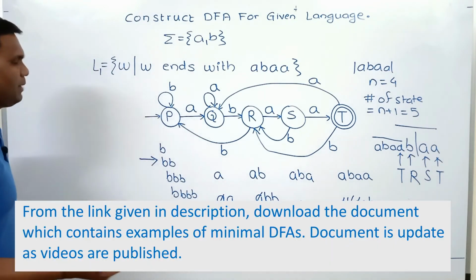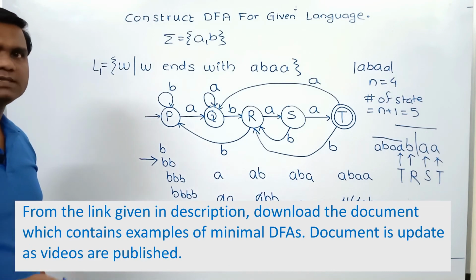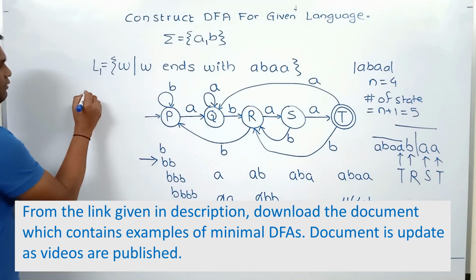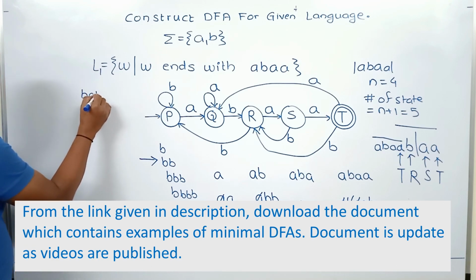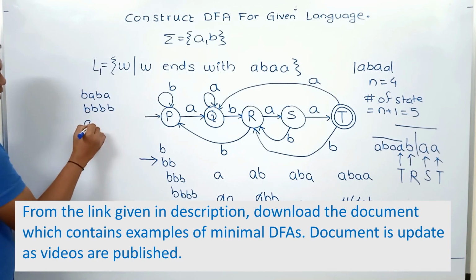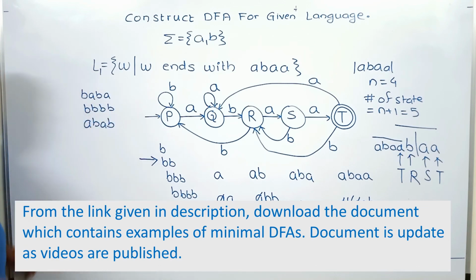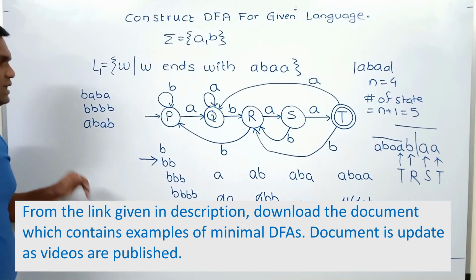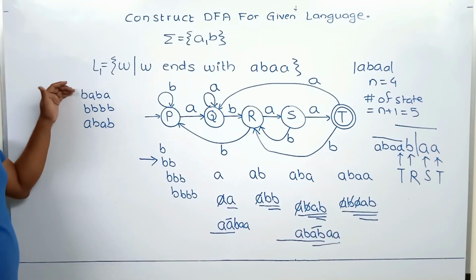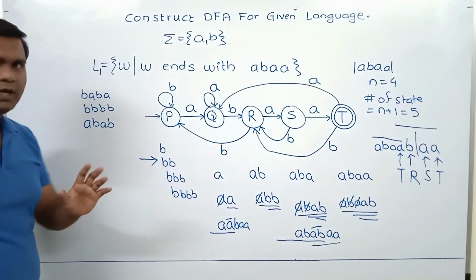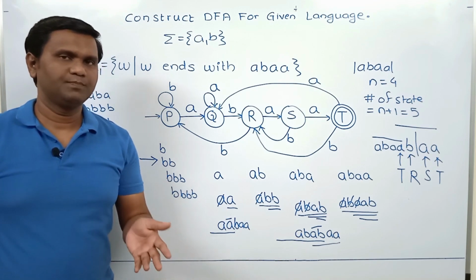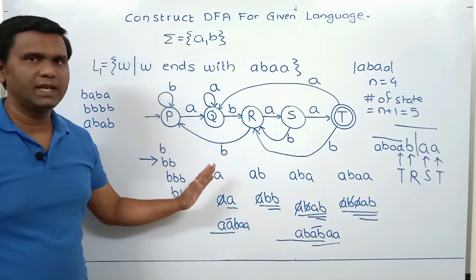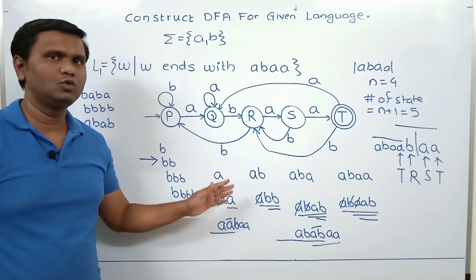Now for practice, you are given a document, link is given in the description. There we have handled cases, strings ending with BABA, BBBB, ABAB. So you draw the DFA where the string ends with BABA, ends with BBBB and so on, and you verify your answers with the answers given in the document. If you practice, this is very easy and you will be able to do it very fast.